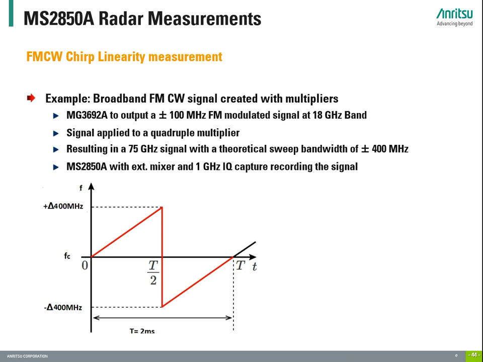The resulting plus minus 400 MHz sweep is measured with the MS2850A that provides a maximum 1 GHz analysis bandwidth, and the IQ baseband data is saved. As already said, the signal generator is operating using unlocked wide mode or wideband mode, and thus we can expect some signal anomalies that we will now try to detect.